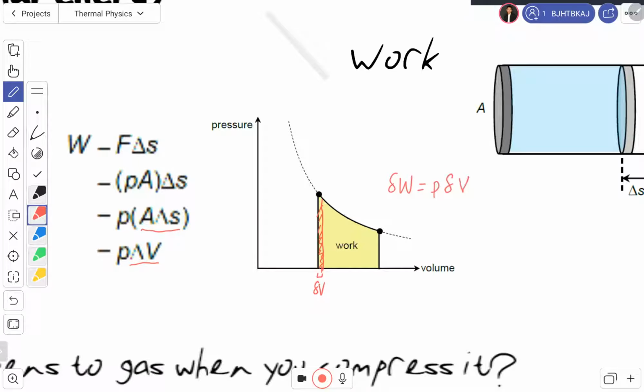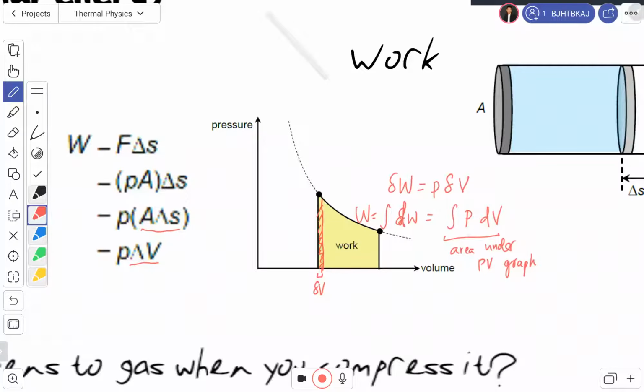Then what is the total work? You have to integrate it. Sorry, here should be a d, not a delta. Graphically, integrating simply means you are trying to find the area under the graph for the PV diagram. And this is why the PV graph is the most useful one and why we keep on studying it, because through the PV graph you can get this information.